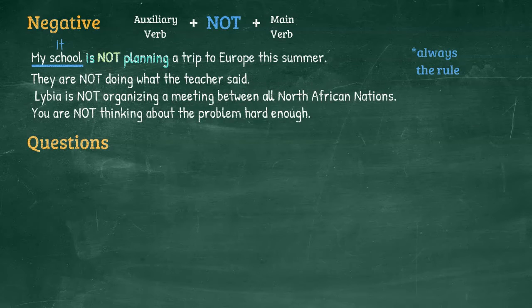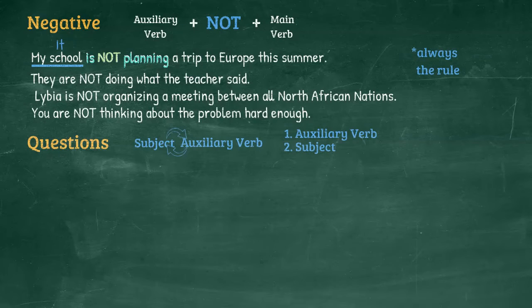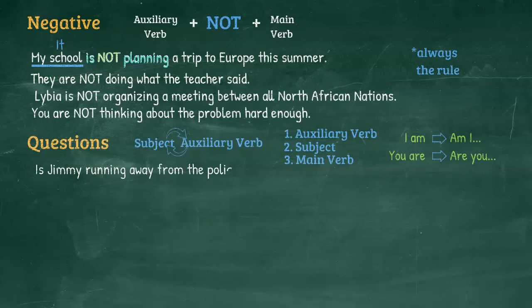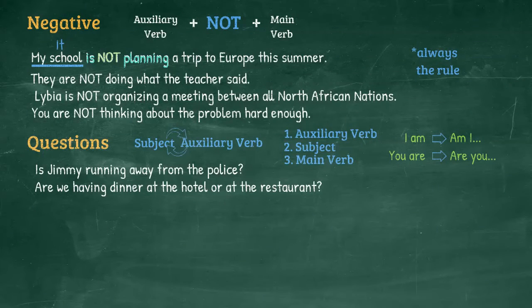When it comes to asking questions in the present progressive, we need to switch the order of the subject and the auxiliary verb. We basically need to begin with the auxiliary verb, then use the subject, and then use the main verb. So instead of saying "I am," we just say "am I." Or instead of "you are," we say "are you," and then continue with the rest of the sentence. For example, "Is Jimmy running away from the police?" Or "Are we having dinner at the hotel or at the restaurant?" Or "Are they looking at us?"